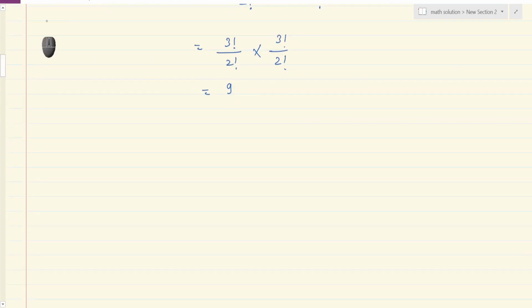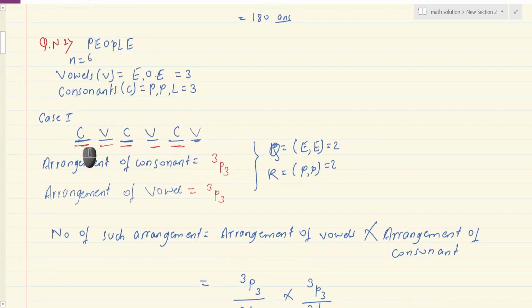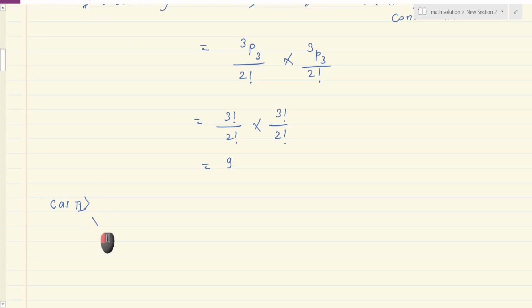But there is also a case 2. What if we start with, in the first case I have taken consonant at the beginning and then vowel, that's also alternate. But what if we take vowels first, then consonant, then vowel, then consonant, then vowel, then consonant? This is also a case of alternate, isn't it? So we should also consider this case.